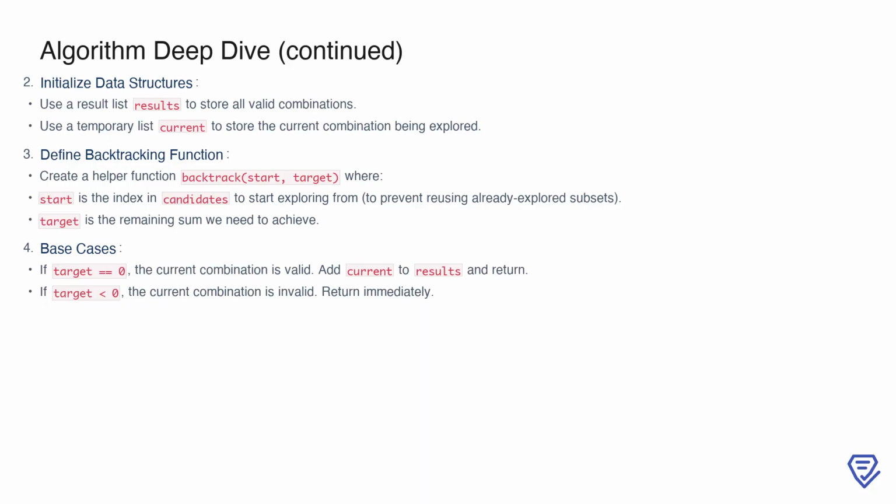Now, the function has two base cases. If the target reaches exactly 0, it means the current combination is valid, so we add it to our results list and stop exploring further down that path. On the other hand, if the target becomes less than 0, it means the current combination has exceeded the allowed sum, so we abandon that path immediately. These base cases ensure the algorithm remains efficient and only focuses on valid combinations.